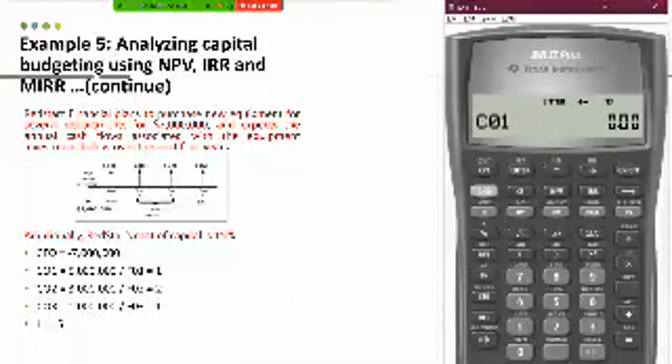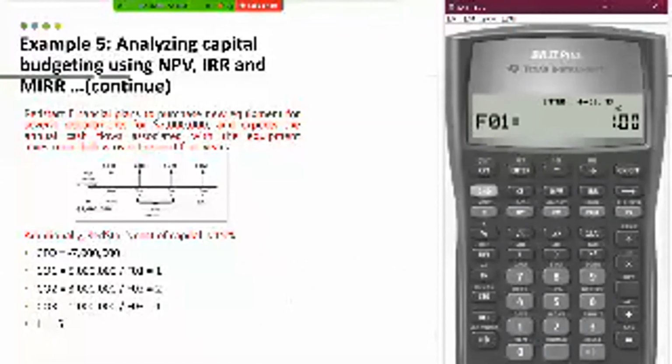Okay. So for the first year of investment, you need to put 5 million. You can always press the up and down arrow buttons to edit or to confirm the value. So you press 5 million and then you press enter. F01 means frequency. Because it happens for 1 year, it remains as 1.